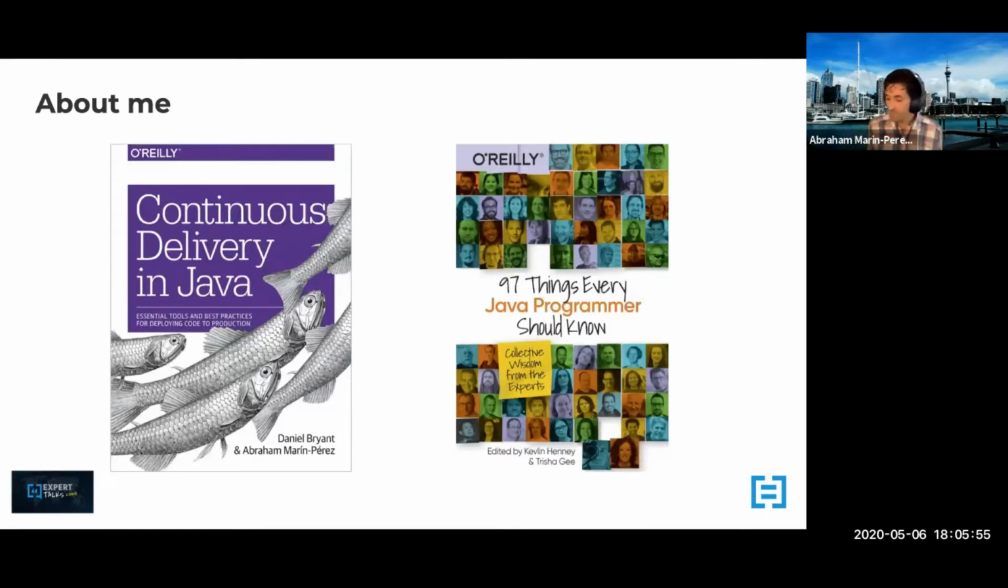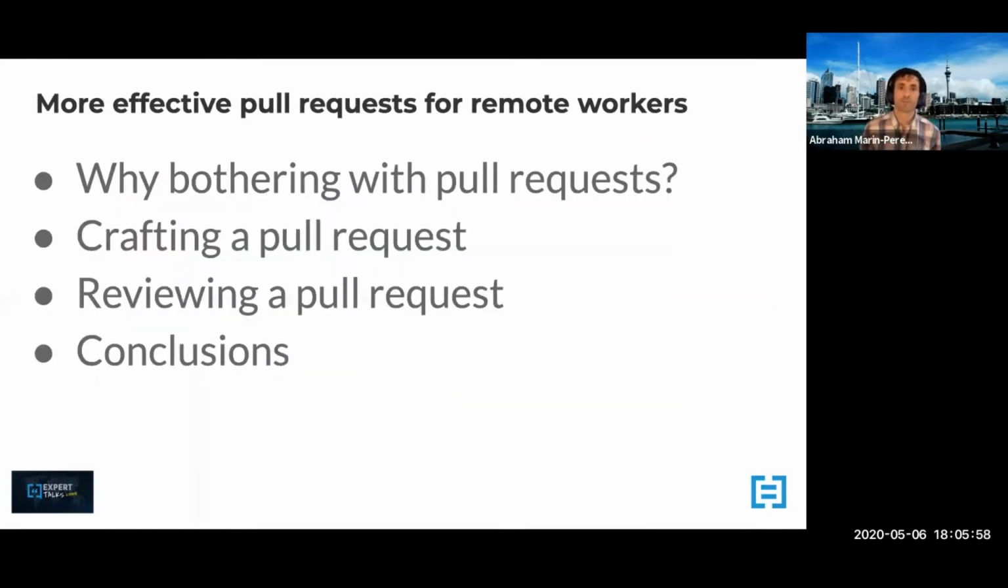So that's me. About the talk today, this is what I'd like to go through. First of all, I'd like to start all my talks with the why. For me, it's very important to mention not just what we're doing, but why we're doing it, the reason behind everything. And then, very simple, we're just going to talk about how to craft a good pull request, and then we're going to talk about how to do a good review of a pull request. And finally, we'll just go over some conclusions.